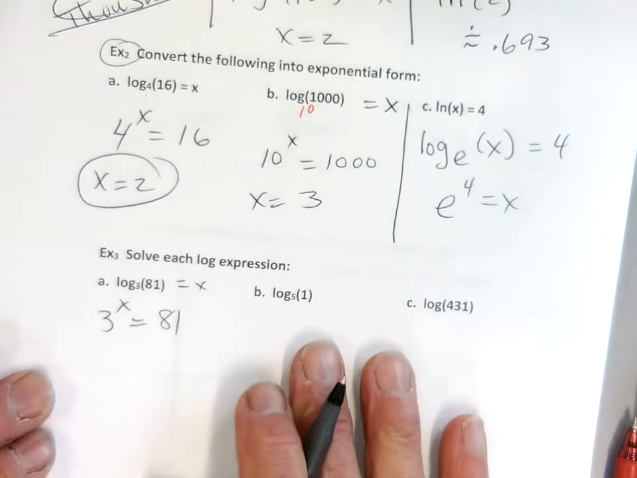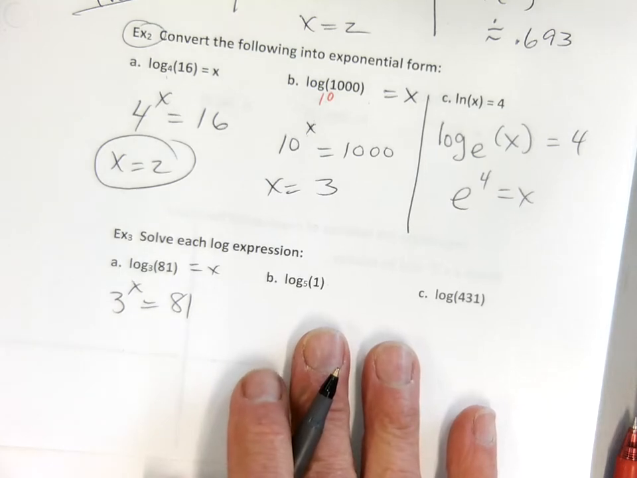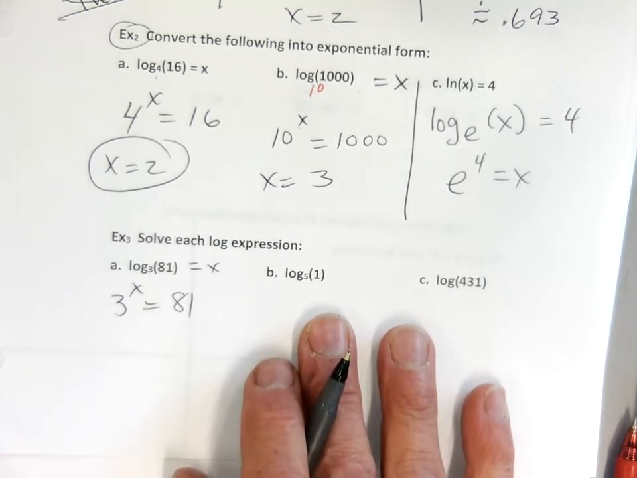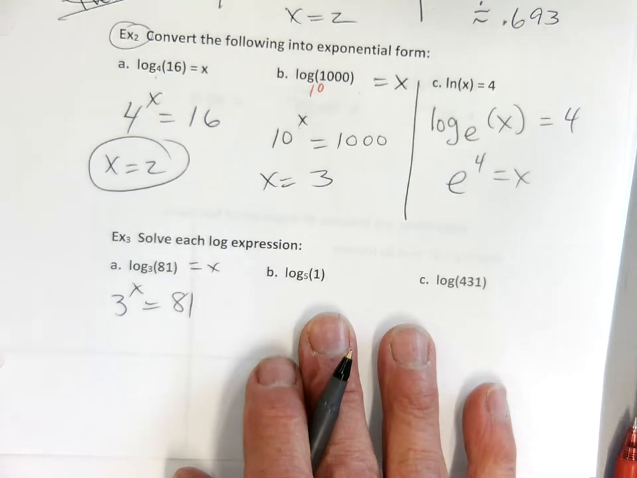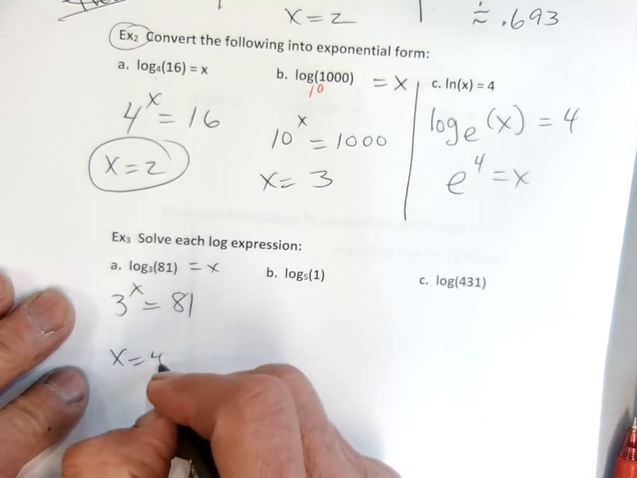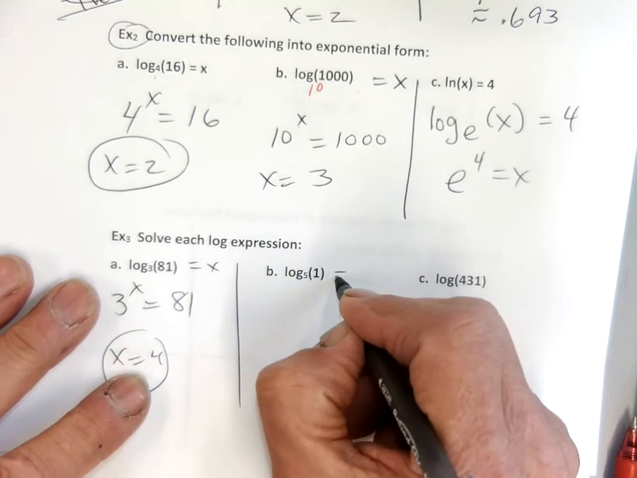Okay, so 3 to what power? Well, 3 times 3 is 9. Times 3 is? Times 3 is 81. How many 3s did I say? 4. What's the value of x? 4. Okay, all right, how about this one? Set equal to x.